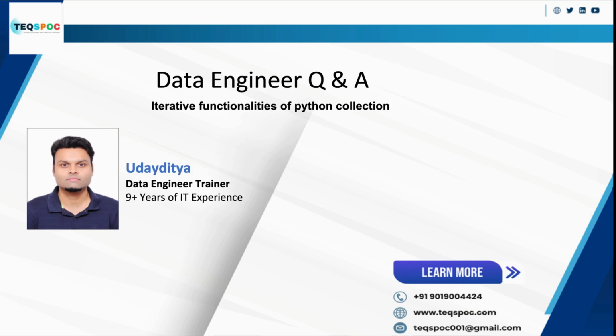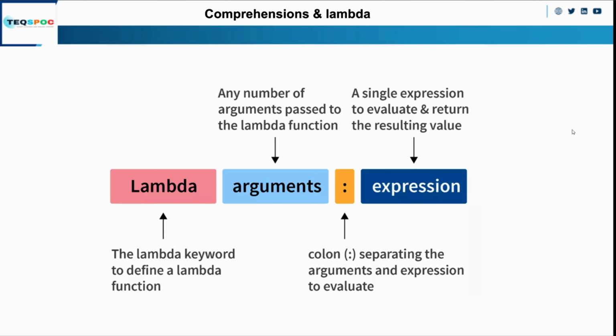Now, this session is mostly going to be a practical one. I'm going to do some live coding, and you'll follow how these iterative functionalities work. So if I talk about doing iterations on collections and processing each and every individual element, the two main functionalities that come to my mind in Python are, the first one, comprehensions, and the second one, lambda or lambda expressions.